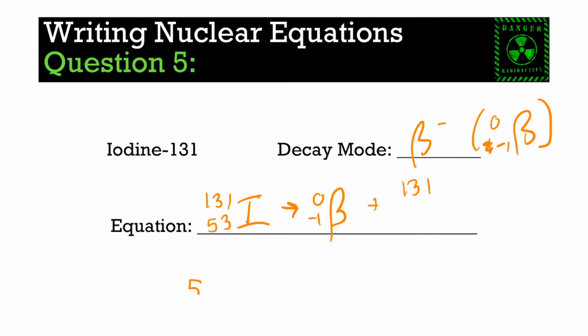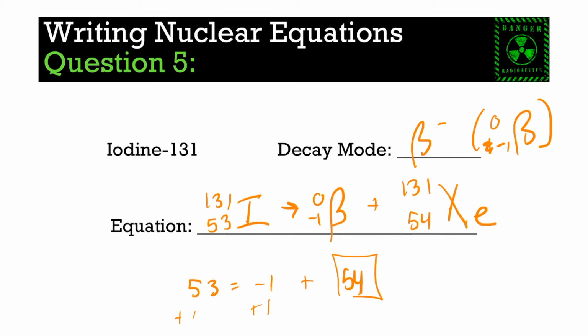And again, if we follow the same method as we did before, 53 equals negative 1 plus something. Add 1 to both sides. This has to be 54. And then element 54, according to the periodic table, is Xe. So again, once you get through these questions over and over again, it becomes a lot more simpler. At least I think so. If you're still a little bit confused, it's okay.